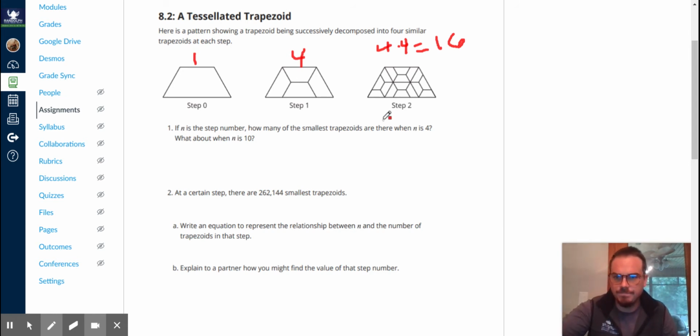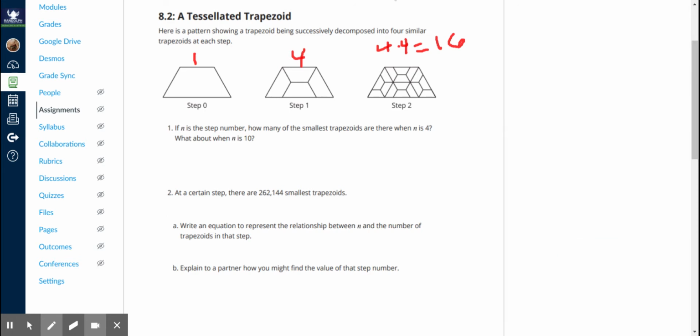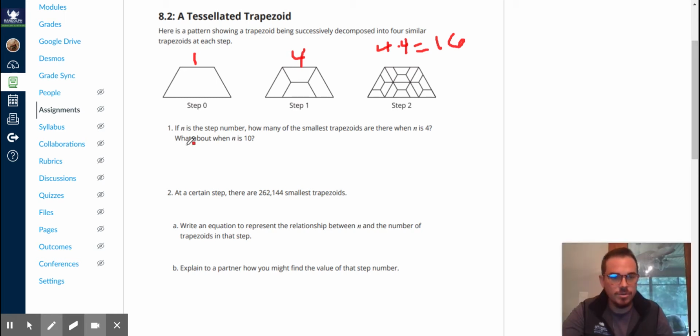All right. So if n is the step number, which step are we on? Step 1, step 2, and so on. How many of the smallest trapezoids are there when n is 4? So when we get to our 4th step, how are we going to get to that point? Well, how do I go from 1 to 4? I multiply by 4. How do I go from 4 to 16? I multiply by 4. If I continue to multiply by the same thing, that's like our exponential function.